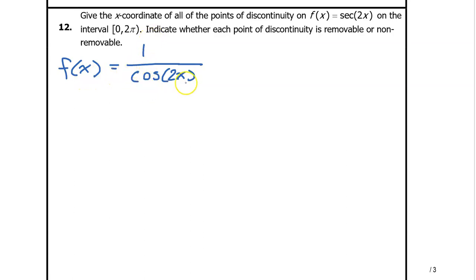1 over cosine 2x. This will have some discontinuities because you will get a discontinuity anytime you end up dividing by 0. And cosine of 2x does equal 0 from time to time. So our job is to find what values of x will cause cosine 2x to equal 0, which therefore will give us a discontinuity. By the way, any discontinuities that we find will be non-removable, because when you're dividing by 0, that's a vertical asymptote.